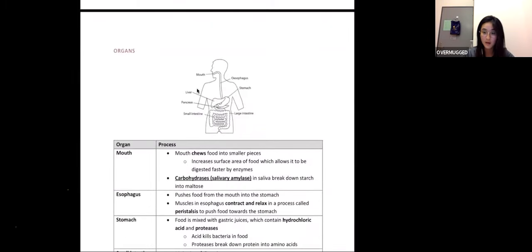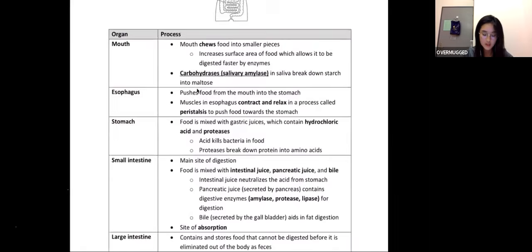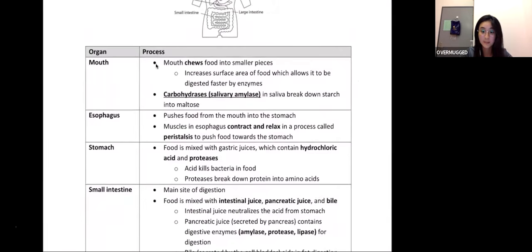You need to remember what are the key processes that happen in each organ in your digestive tract. That is 5 key organs from the mouth to the large intestine. So for the mouth, what exactly happens here? In the mouth, one of the key things that happen is chewing. What does chewing do? Increase surface area, so that salivary enzymes can work more efficiently. So always link back to increased surface area.